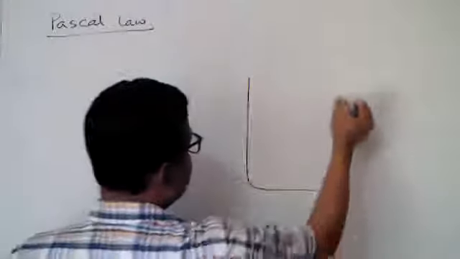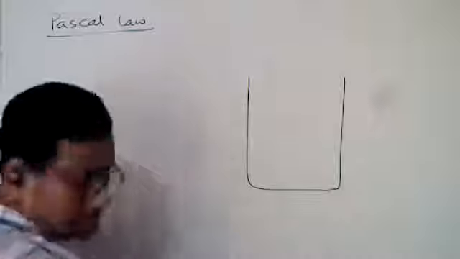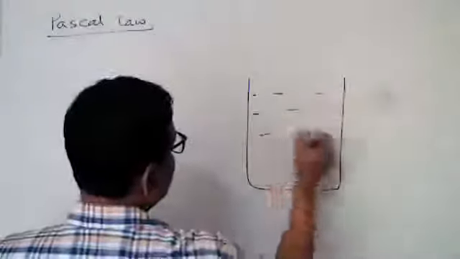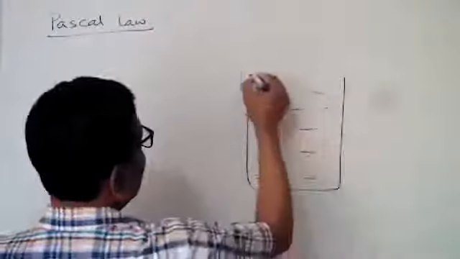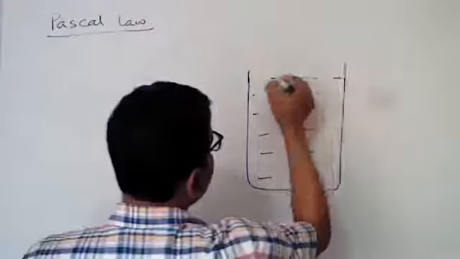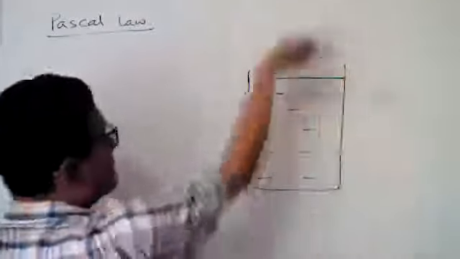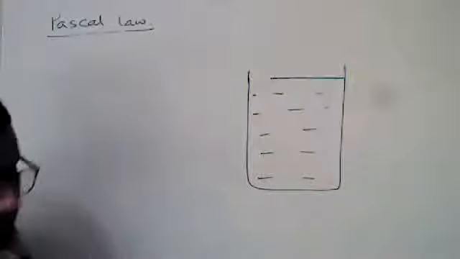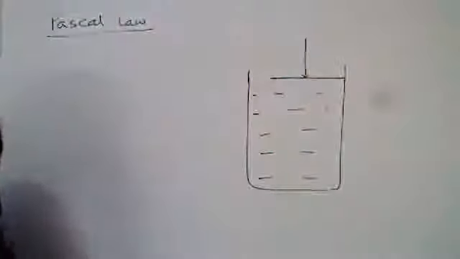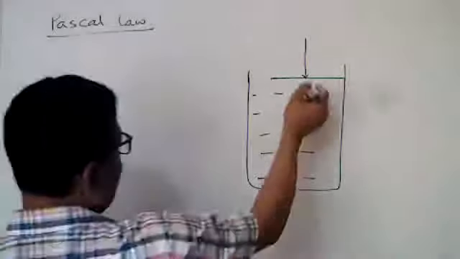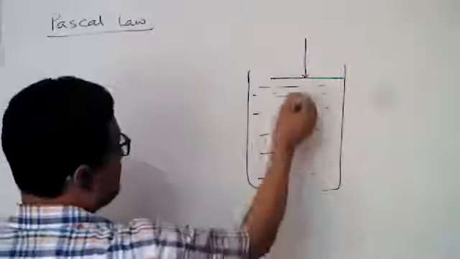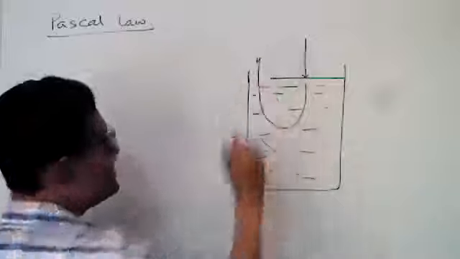Suppose there is a container or vessel and this is the liquid. A movable piston is here. This is the movable piston. It can move down or forward. If you apply force or pressure in this direction, the liquid of this vessel comes out this way.